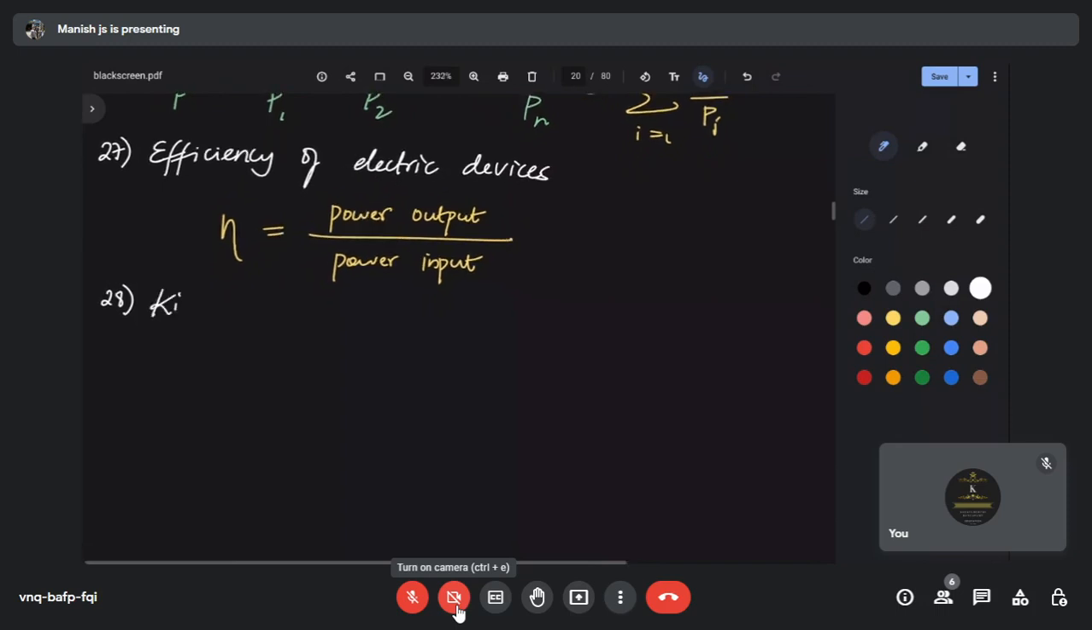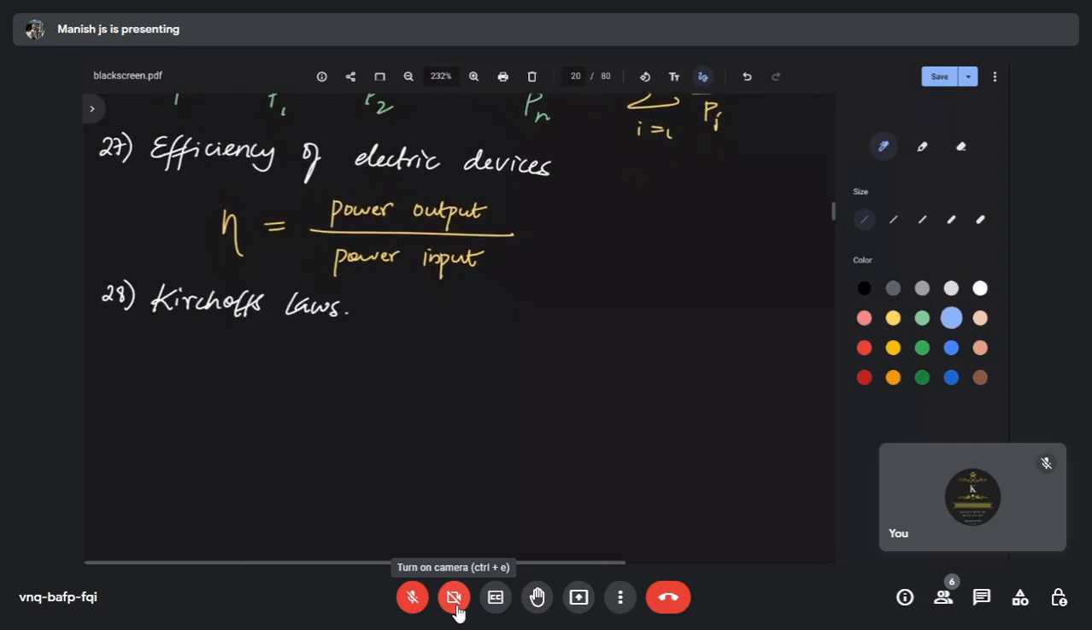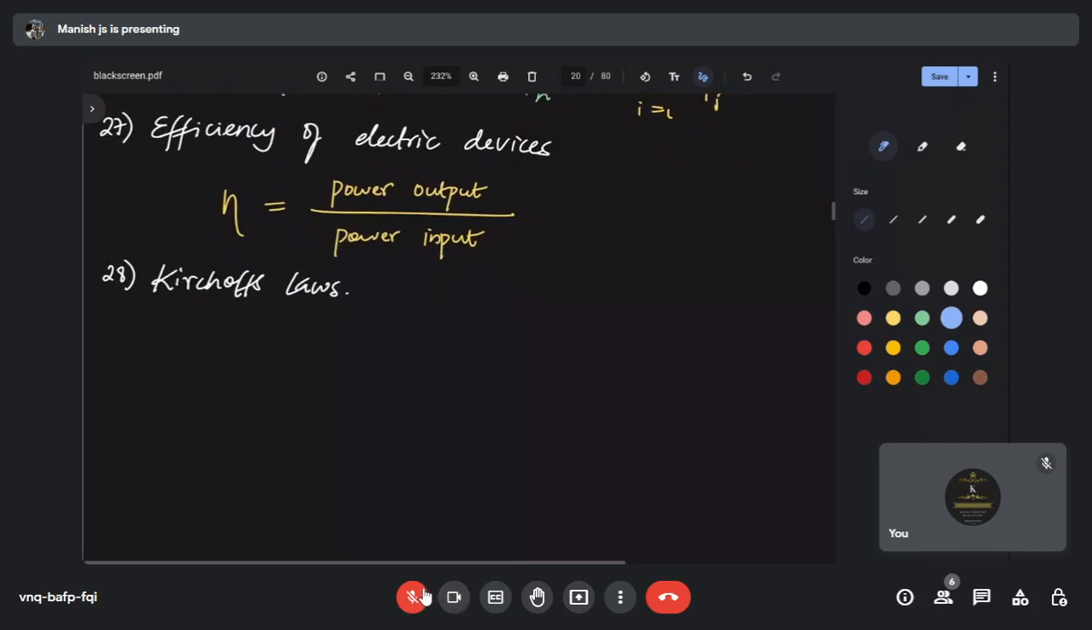Then we have the Kirchhoff's laws. So here you have two different categories.